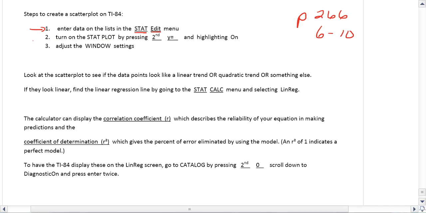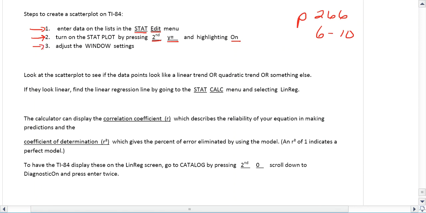After you have your data on the lists, now step 2 is to turn on the stat plot. So could you please hit the second function of the Y equals key, and then select stat plot 1, and when the cursor is blinking on the word On, could you hit enter, and then you've turned it on.